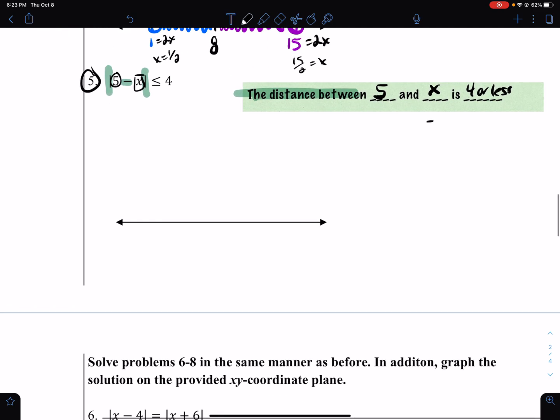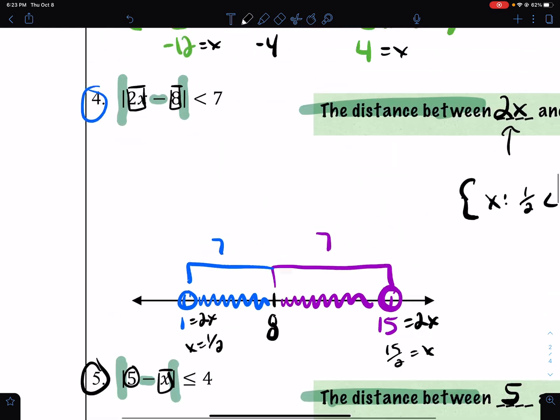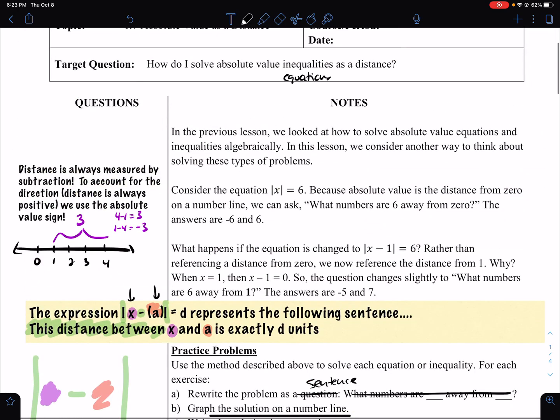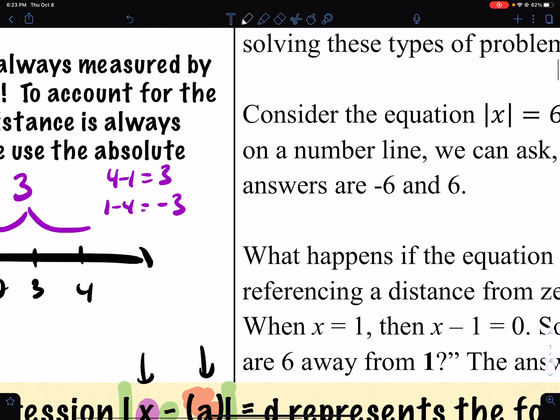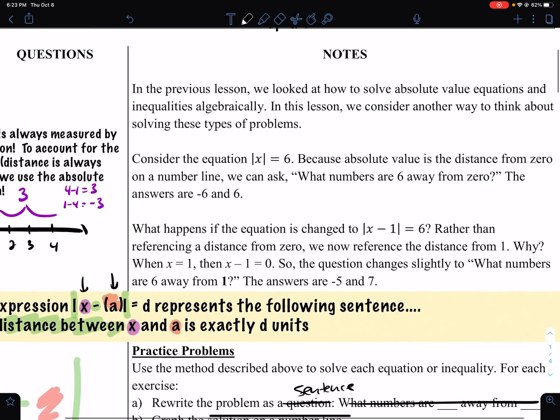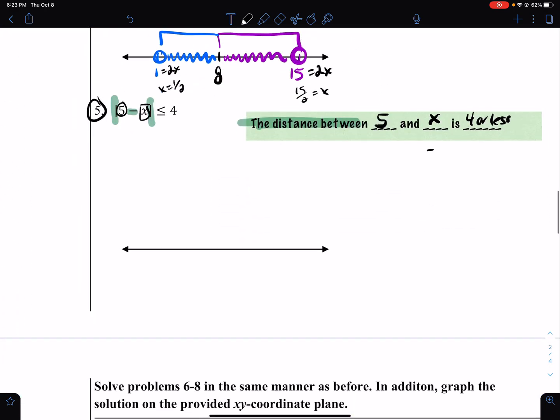And that kind of reminds me, 5 minus x, kind of reminds me of how we started this problem up here, where it doesn't matter what order I do this. If I put the absolute value around them, the distance is still the distance, right? So if I go from x to 5 or 5 to x, that distance shouldn't really matter. So let's go plot this.